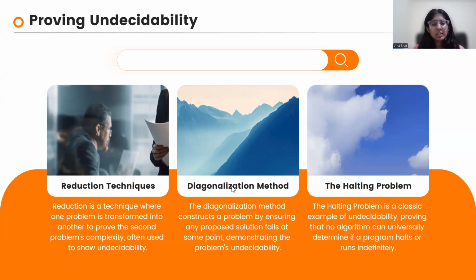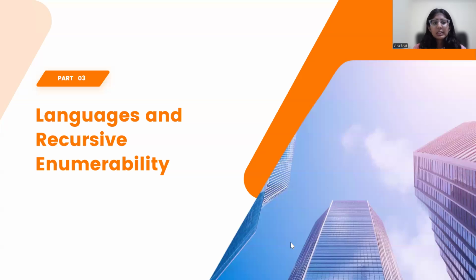Next is the diagonalization method. The diagonalization method constructs a problem by ensuring any proposed solution fails at some point, demonstrating the problem's undecidability again. Next is the halting problem. The halting problem is a classic example of undecidability, proving that no algorithm can universally determine if a program halts or runs indefinitely.